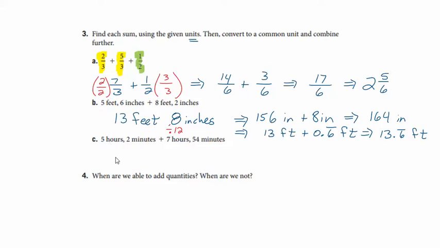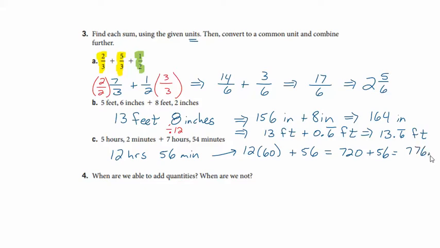Alright, C, we've got 5 hours and 7 hours. That's 12 hours. 2 minutes and 54 minutes would be 56 minutes. Now if we want to change everything to minutes, we're going to take our 12 hours times 60 minutes plus the 56 minutes, and that's going to give us 720 plus 56, or 776 minutes. If I wanted to change to hours, I would take my 12 hours plus, now how do I change 56 minutes to hours? I divide by 60.